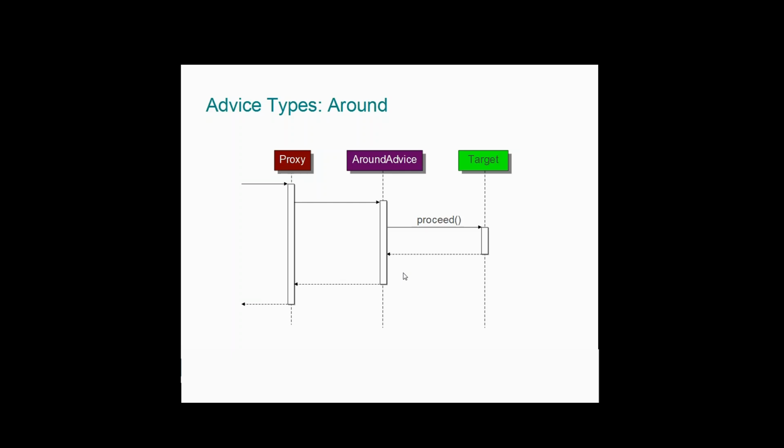So you can use this around advice for many purposes: logging, transaction, security. If you want to do a retry, let's say you invoke the target method, it failed, and now you want to retry 3 times. What you can do is catch the exception in the exception block, go and call this target method again, and come back. All these sorts of things you can do in around advice, and it is very powerful.